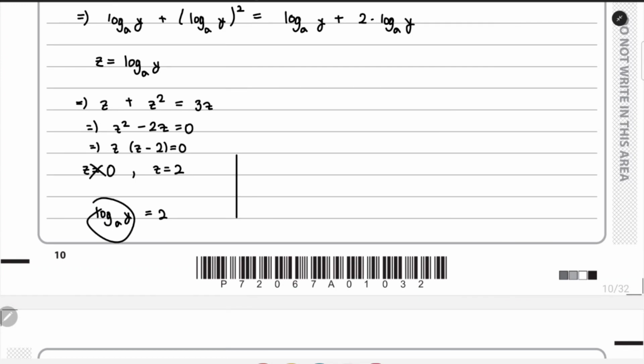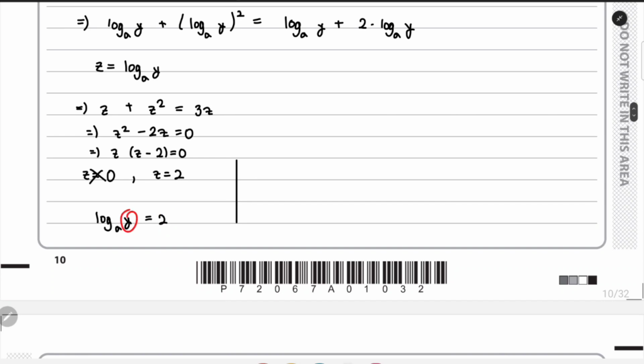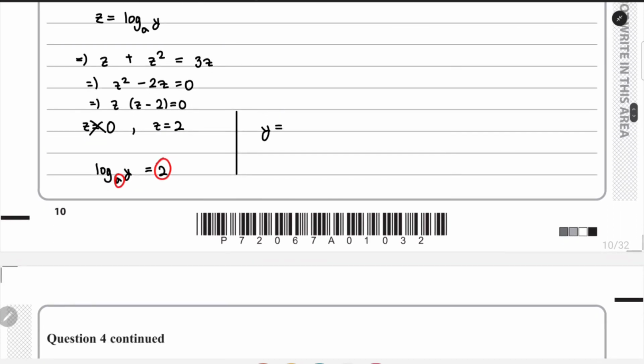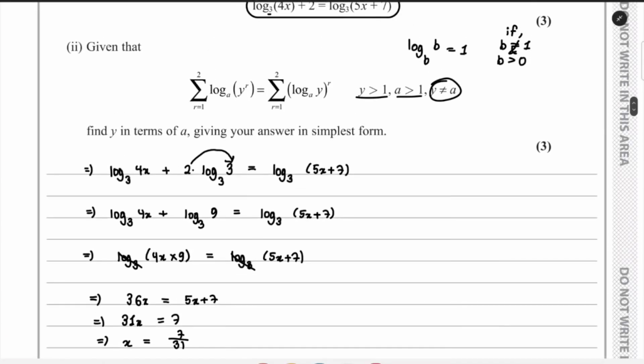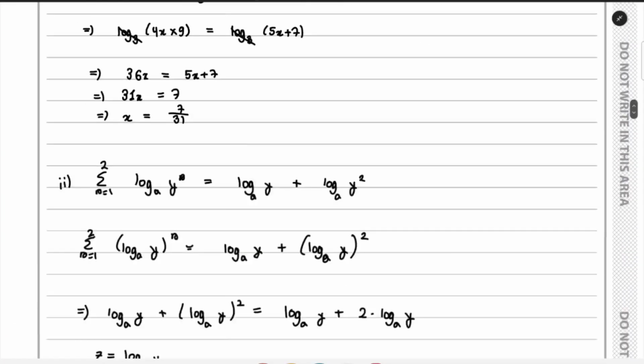If we break the log down, this notation simply means that if a is raised to the power 2, we get y. So this is the power, this is the base, and this is what we get if we raise the base to the power. So we get y if we have a raised to the power 2. So a square is equal to y. This is the relationship between y and a we had to show.